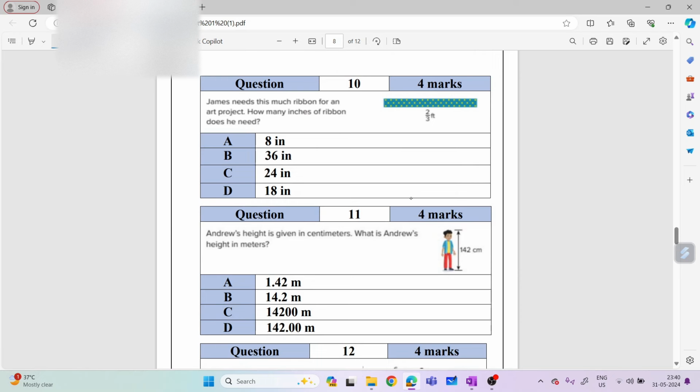See here. Jem needs this much ribbon for an art project. How many inches of ribbon does he need? You see, 2 by 3 feet. And one more thing here. Remember, 1 foot equals 12 inches. Answers are all in inches. So you have to convert 2 by 3 into inches by multiplying by 12. 2 times 12 is 24. 24 by 3, 3 eights are 24. So 8 inches. Okay.